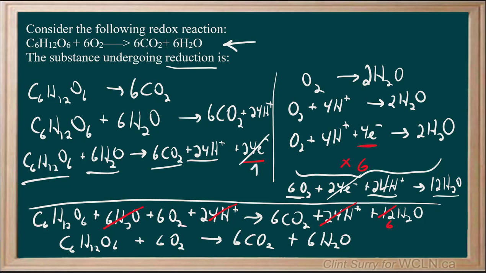We can see here we have electrons on the product side. This side is oxidized. We have electrons on this side. Therefore, this one is the reduced. And so the substance undergoing reduction is oxygen. Oxygen is reducing when we go to form the H2O.